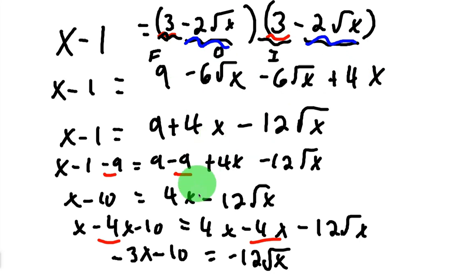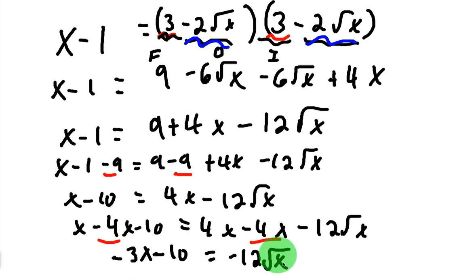Next, we are going to get this other square root by itself now. So it's kind of like a double-edged sword. We got rid of this square root, now we have to get rid of this one. So we're going to subtract 9, move the 9 over, so minus 1 minus 9 is minus 10. And then we're going to subtract the 4x from both sides to get rid of it. And x minus 4x is negative 3x, so now we have negative 3x minus 10 is equal to negative 12 square root of x.